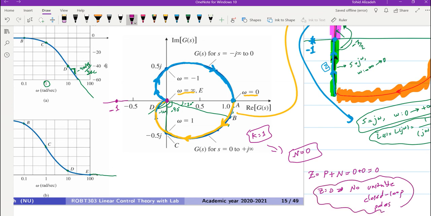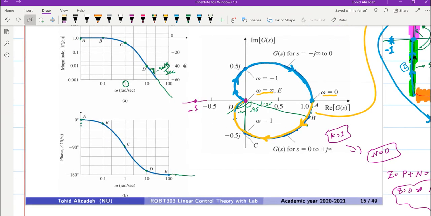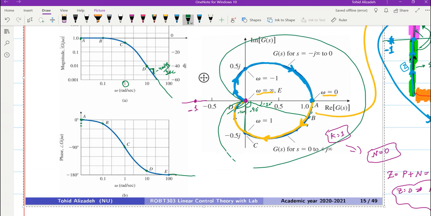There are no unstable closed loop poles. As a result, the closed loop system is stable for k equal to 1. Now, if you want to consider the effect of k, for the positive values of k, if we consider any value bigger than 1, we will have the Nyquist plot being inflated. It will be inflated, but you can see that as it becomes bigger and bigger, it will never go around the point minus 1.